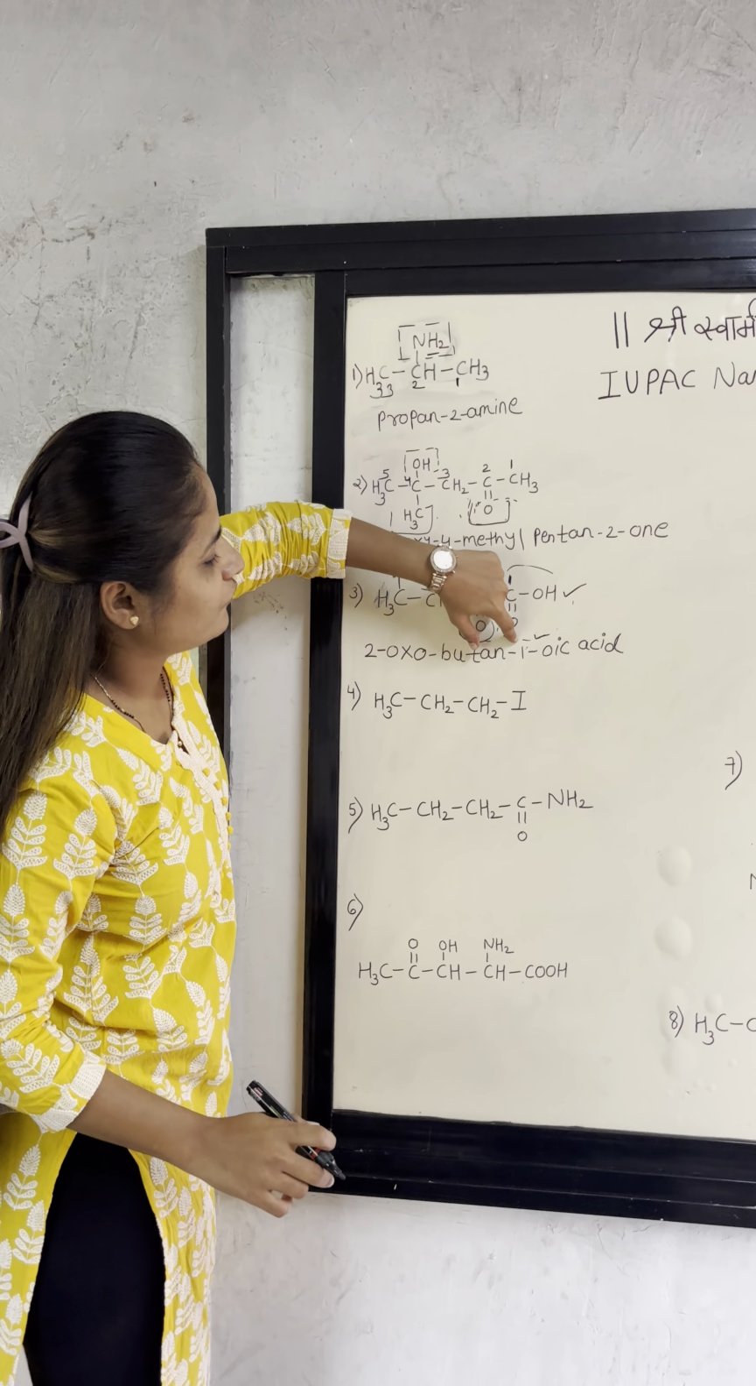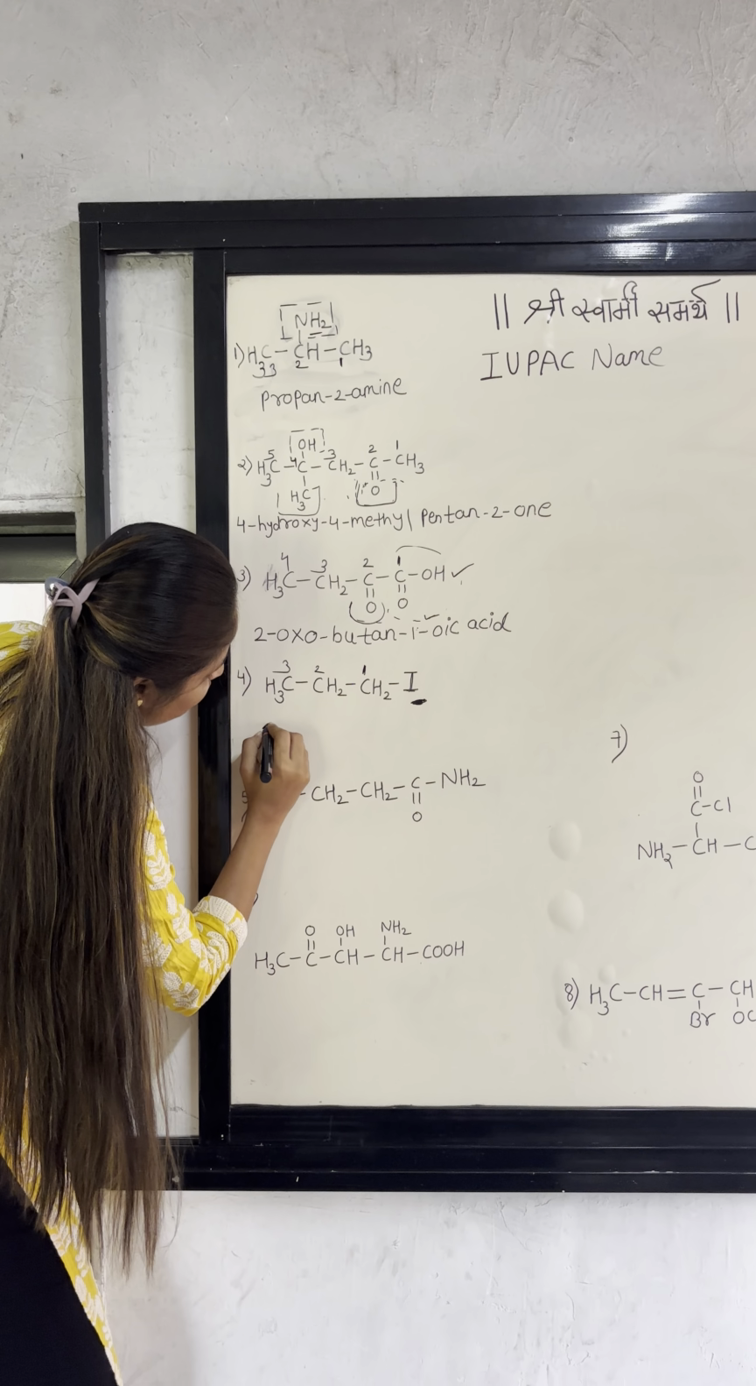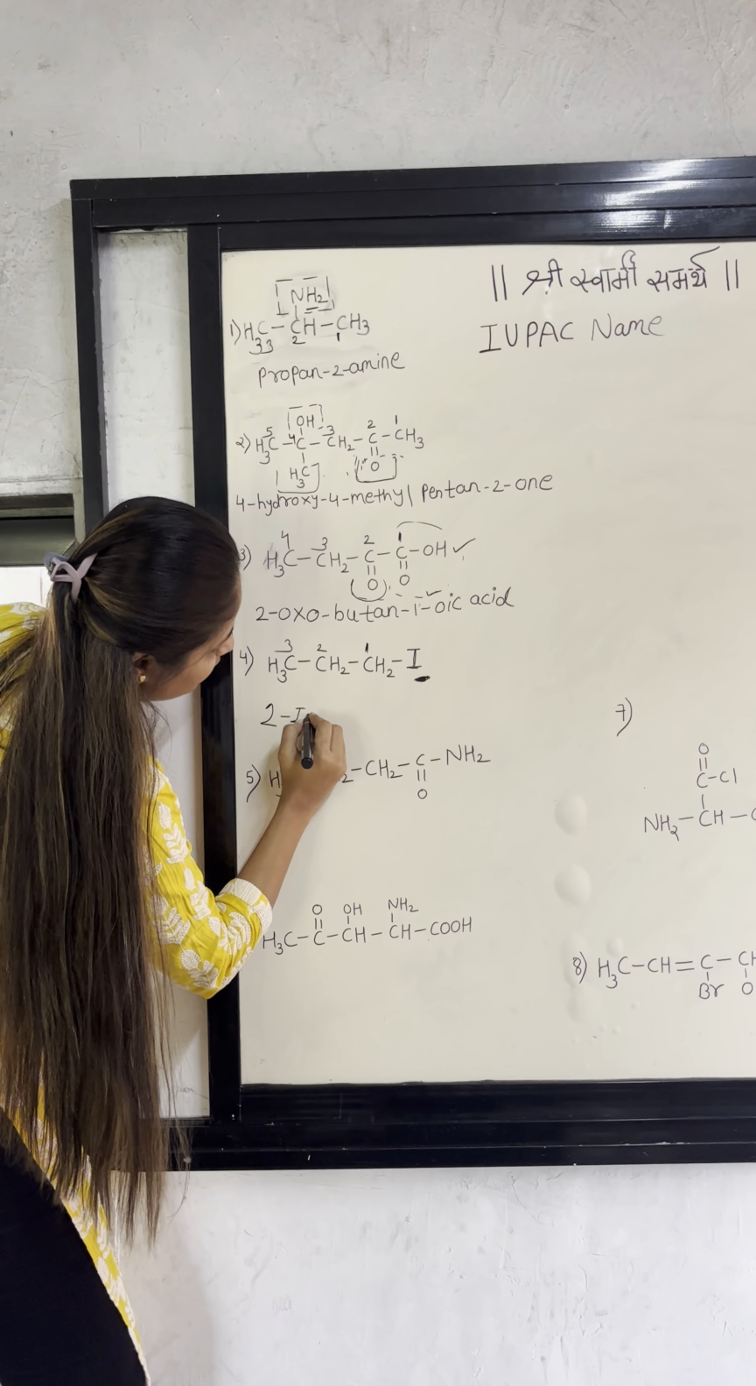Next, here a halide, a halogen, is attached. That is iodine. So we label on this side 1, 2 and 3. So 1-iodo, 3 carbons means propane. So 1-iodopropane. Understood?